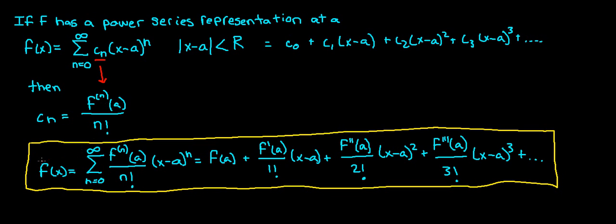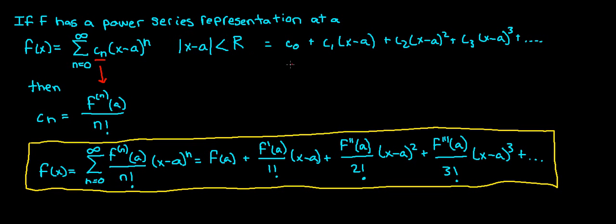And all that is done in the Taylor series that is different from the power series is that this Cn is replaced by this formula. So here's the Taylor series. Instead of having Cn, this is replaced in there.